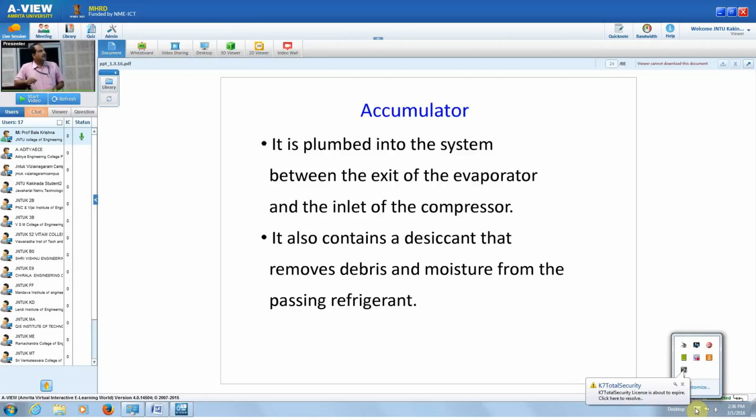So this is installed between the exit of the evaporator and the inlet of the compressor. It will also contain a descant that removes debris and moisture from the passing refrigerant. So if any liquid or moisture content is there inside, it will be absorbed. Only the vapor is sent into the compressor.